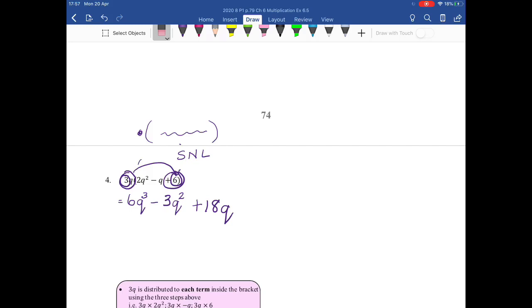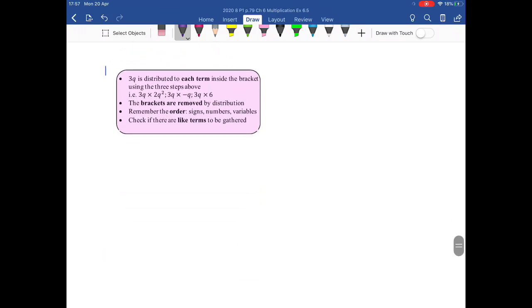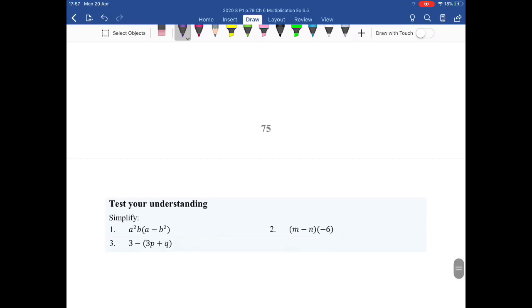Right, I inspect my answer to see that there are no like terms. That is one term, that is one term, that is one term. None of them are like terms because this is q cubed, q squared, and q. So that is my answer to that simplification. Right, I want you to go and test your understanding. I'm going to do a video on that to explain that.